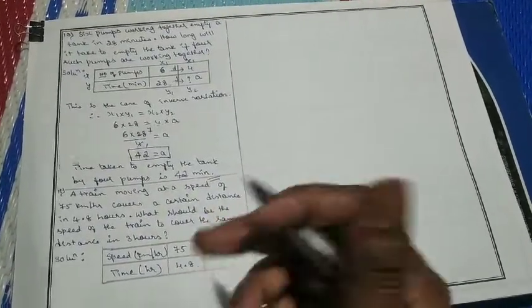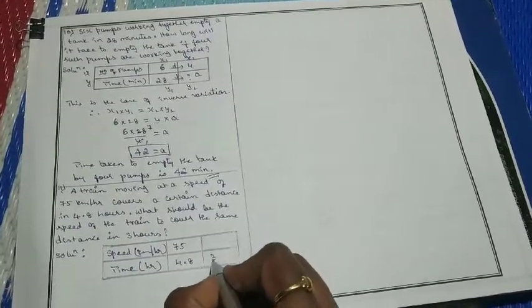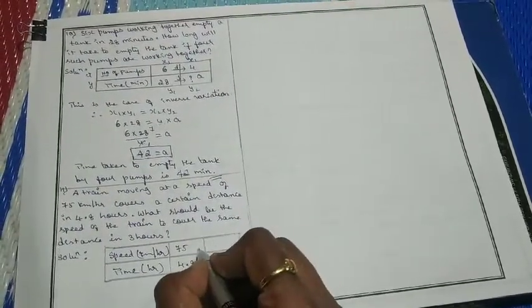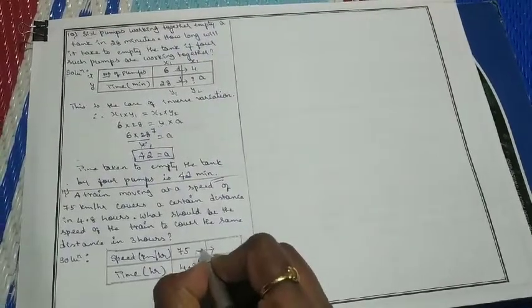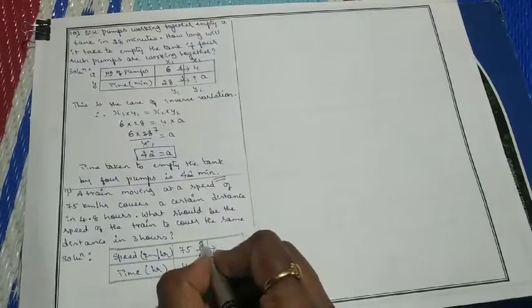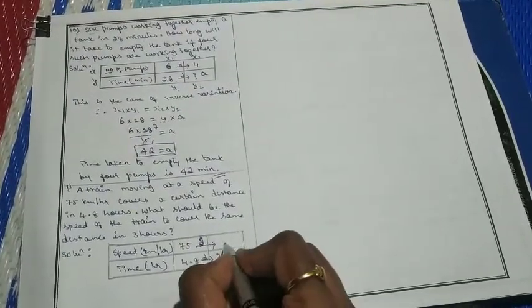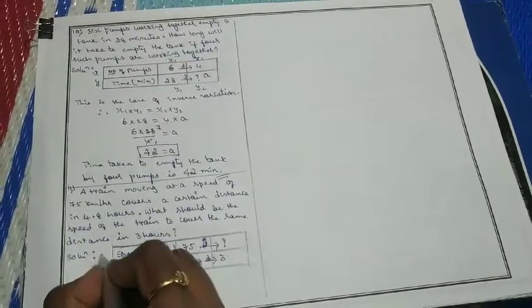To cover the same distance in 3 hours, what should be the speed? Yes, I need to increase the speed here. So the speed is increasing and the time is decreasing. Then this will be the case of inverse variation.